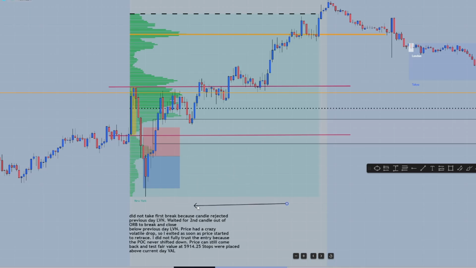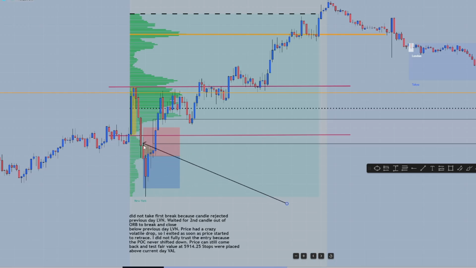So I did not take the first break because the candle rejected the previous day LVN. So here's the break right here. And I did have a zone right around here for the previous day LVN, low volume node, but I deleted it because I didn't want it on my chart anymore. But usually when there's a low volume node, price would usually just reject. It will either reject off of it and bounce back, or it would rush through it.